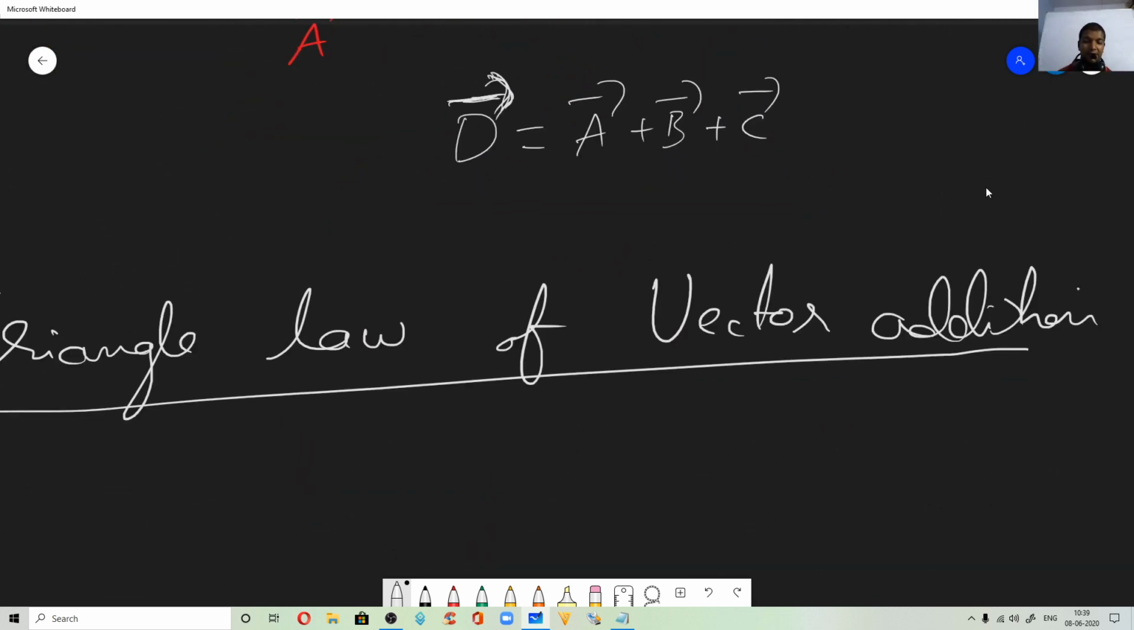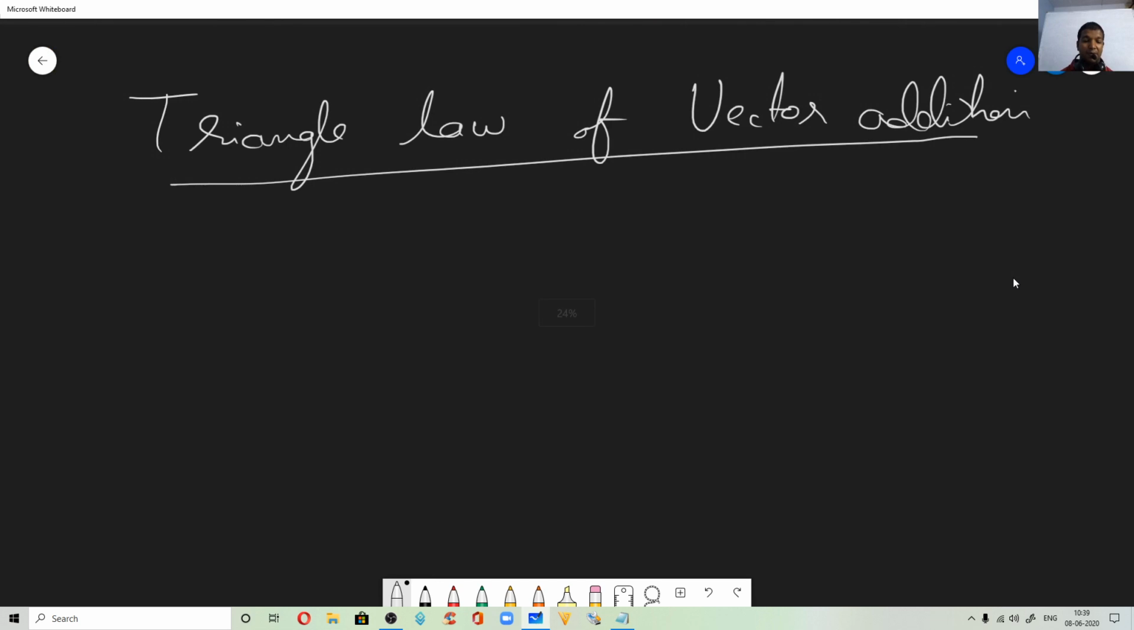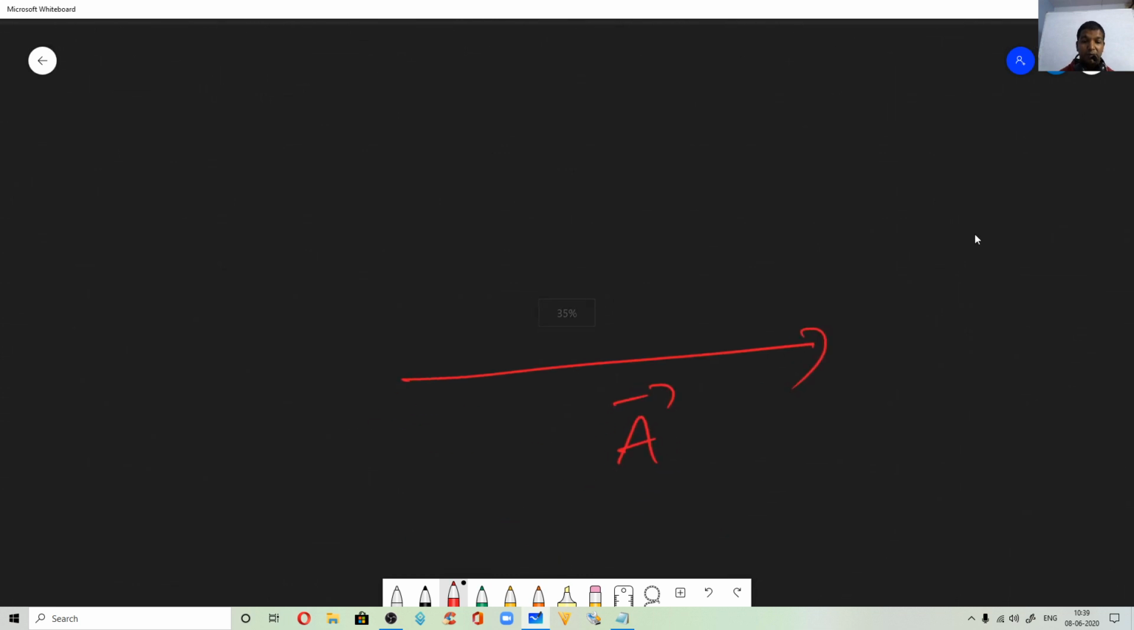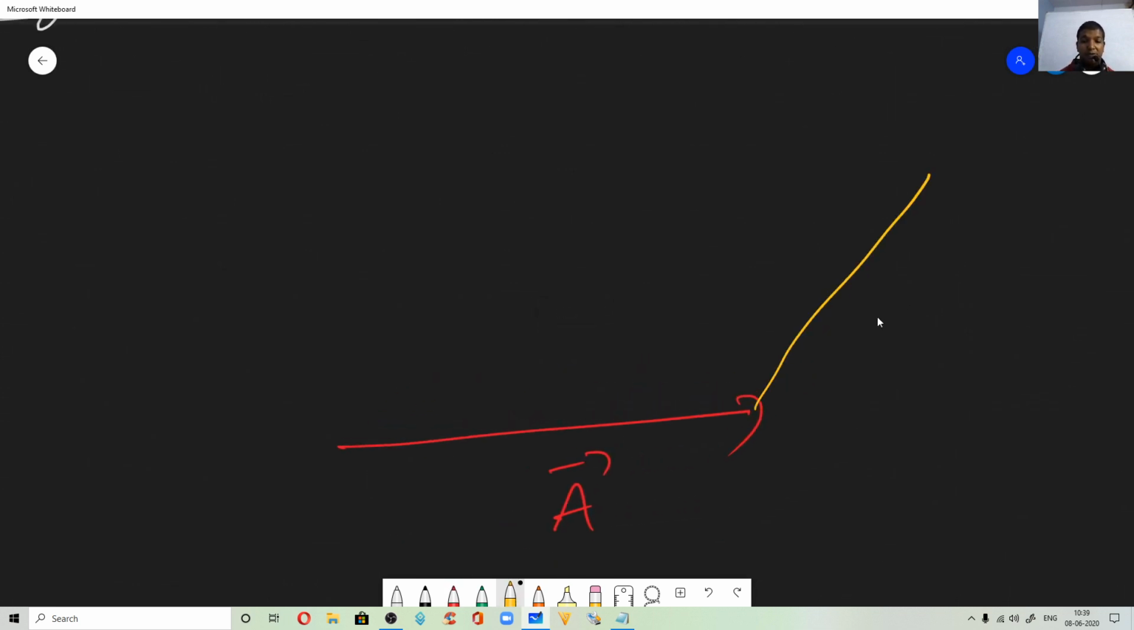Obviously, a triangle has three sides, correct? Now let me write. Vector A was like this, and vector B was this way. After some shifting, we have kept them so that they represent the adjacent sides of the triangle.